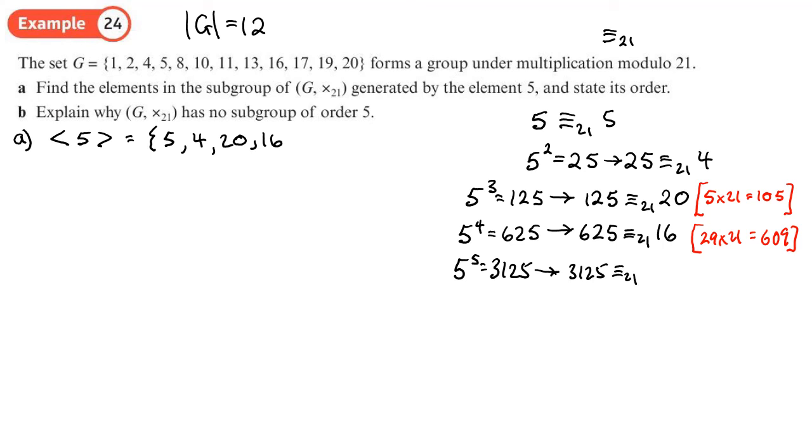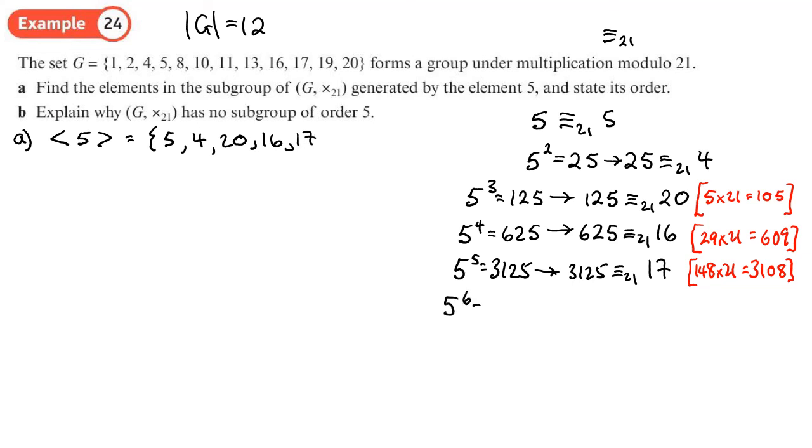So 3125 divided by 21 is 148 point something. So now we'll work out what 148 times 21 is, so we can get the remainder. 148 times 21 is 3108. So 3125 minus 3108 leaves a remainder of 17. So 17, so that's the next element.